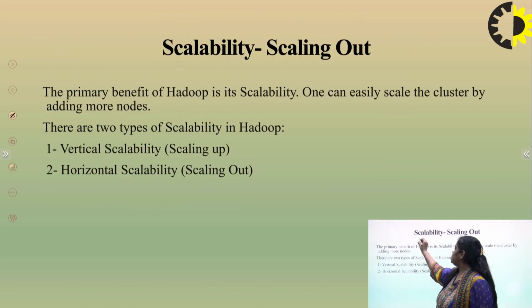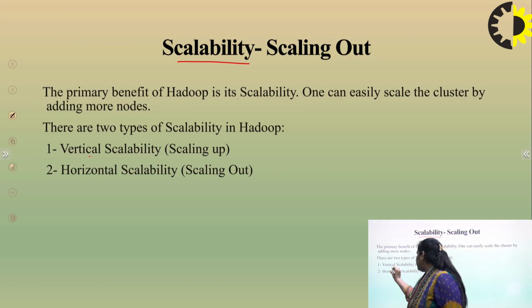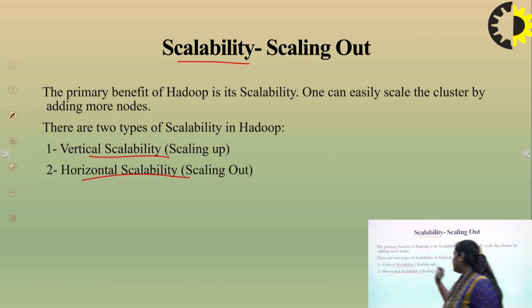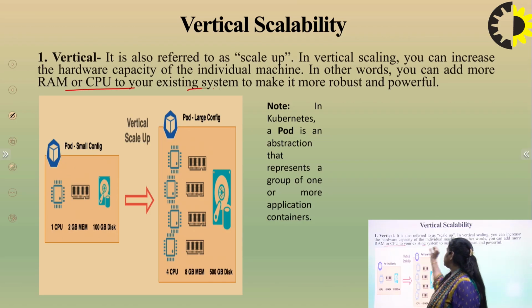Now, the most important feature of Hadoop is scalability. Scalability means to enhance the storage capacity of a particular machine. Scalability is of two types. The first one is vertical scalability and the second one is horizontal scalability. First of all, we will discuss vertical scalability. What does vertical scalability mean? Vertical scalability means adding some new RAM or CPU to your existing system.